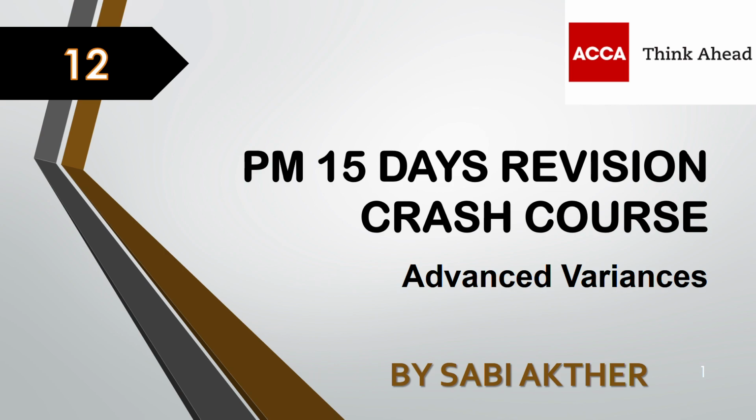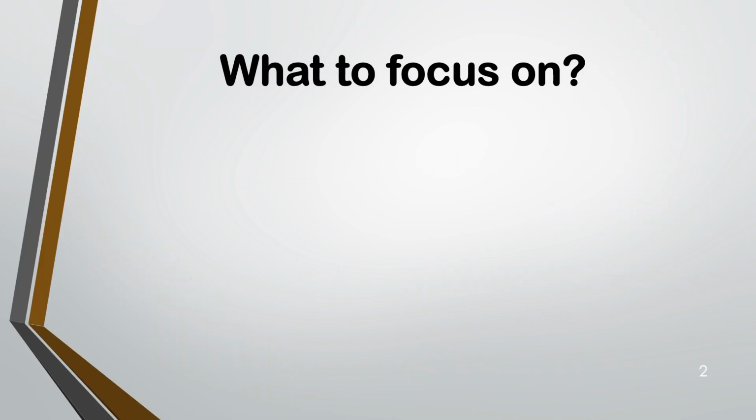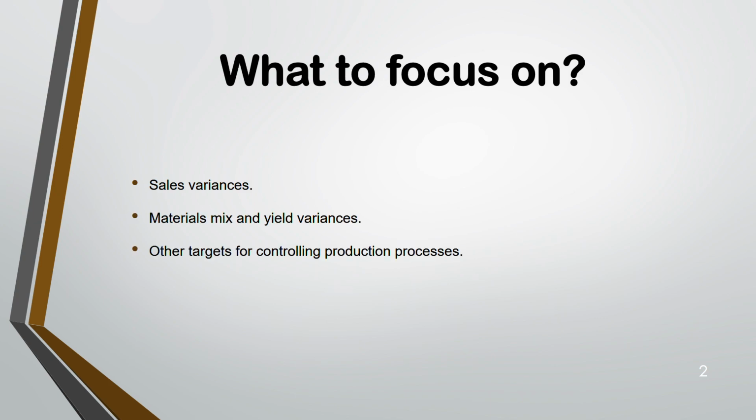Variances. Now I know how much a student loves variances in performance management. So I have included all the important variances that one might be tested in performance management. But if there are some variances that I've not covered here, please do cover them through revision kit questions. Now, starting with sales variance, very important variance, okay? Material mix and yield variances, other targets for controlling production process, planning and operational variance, modern manufacturing environment.